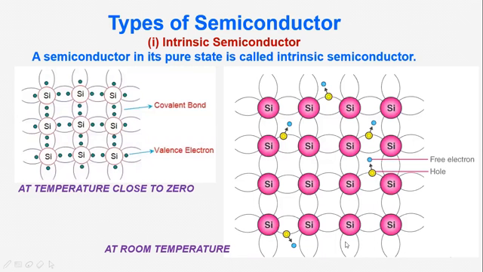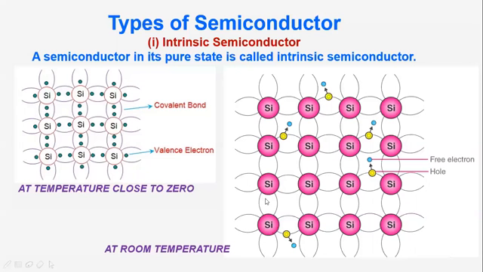Intrinsic semiconductor. A pure semiconductor is called intrinsic semiconductor. It has thermally generated current carriers. At temperature close to zero, there is no free electron. The silicon atom has 4 electrons in the outermost shell, which have made a covalent bond with the nearby silicon atoms, and these bonds are stable. At temperature close to zero, there is no free electron, so the semiconductor will act as an insulator.